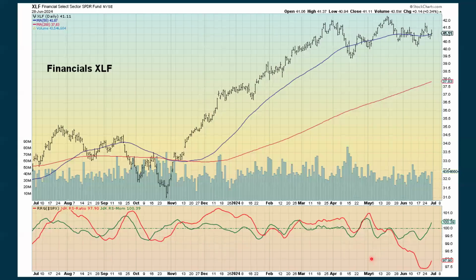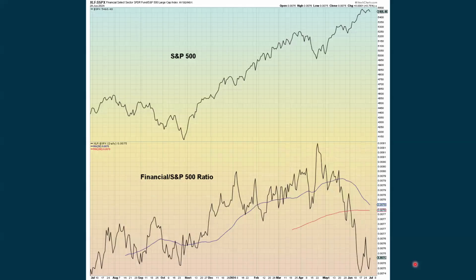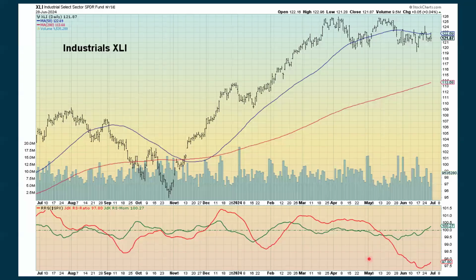The financials, one of the stronger areas right now, and that tends to be more positive for the market, still hanging around its 50-day moving average, seeing an improvement with momentum as far as the relative strength ratio after it had been declining. And we do a ratio here where the financials, even though they're doing well, have been underperforming the S&P.